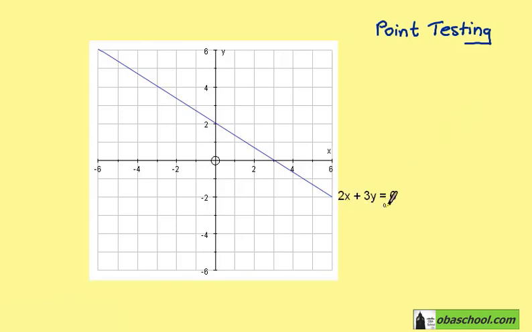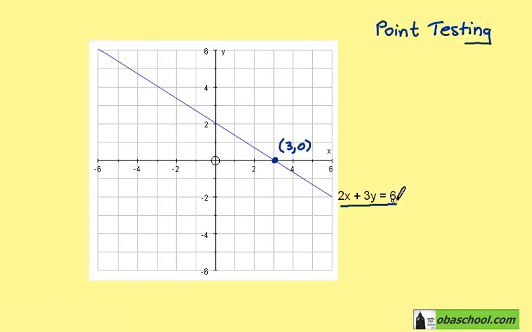Consider the graph where we have the line 2x plus 3y equals 6. Every single point on the line will satisfy this equation. What do I mean by that? Consider this point here, the point (3, 0). At this point, x is equal to 3 and y is equal to 0.